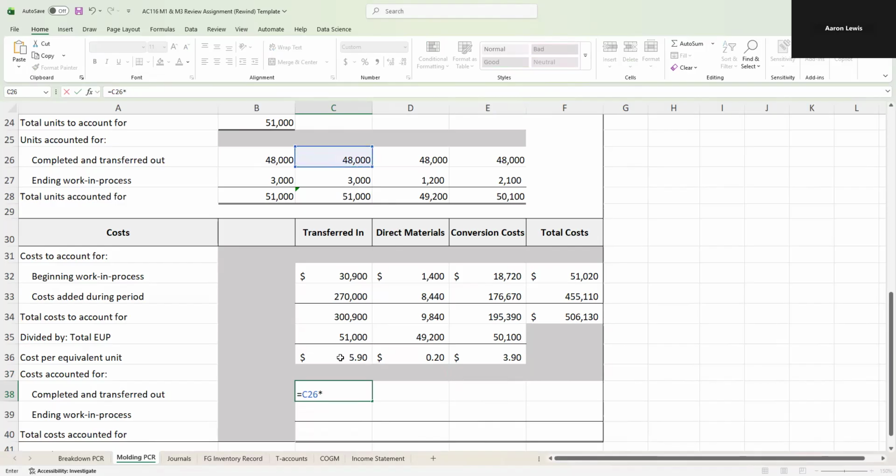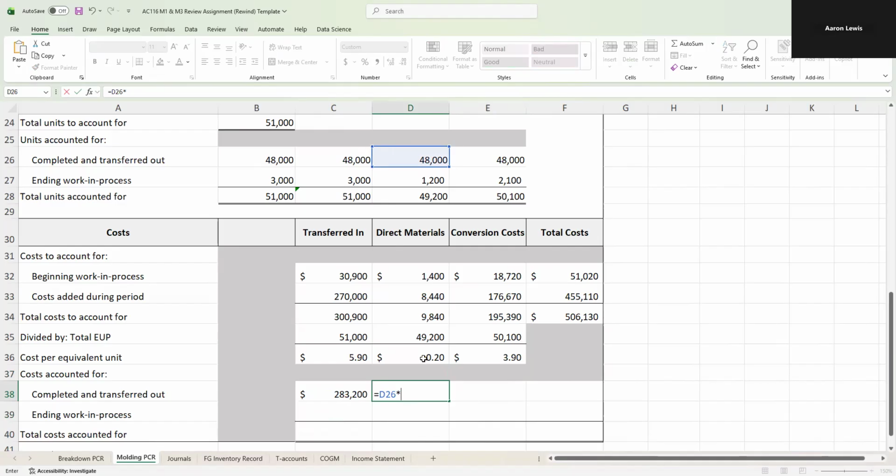Each bin costs us $5.90 in transferred in costs, in breakdown costs, if you will. So that means that those 48,000 units that were transferred out, we're going to assume cost us $283,200. We transferred out 48,000 units here.